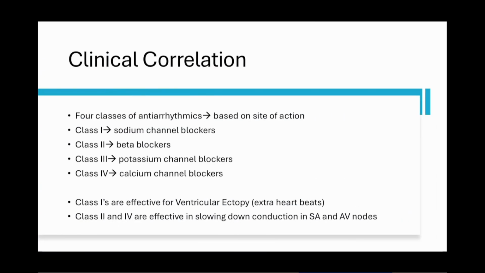So clinical correlation, the antiarrhythmic drugs that you give for cardiology, they're going to act on certain parts of that complex. Class 1s are going to affect the sodium channels. Class 2 are beta blockers. Class 3, potassium channel blockers. So people have a problem with repolarization, you can give some potassium channel blockers. Class 4 are your calcium channel blockers.